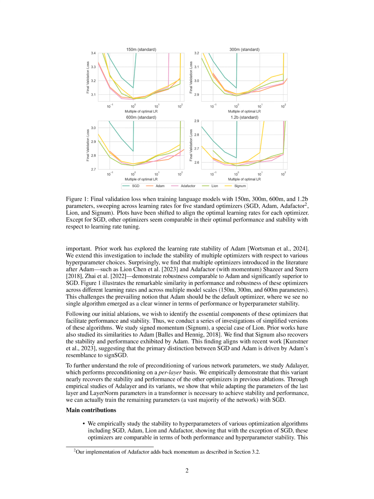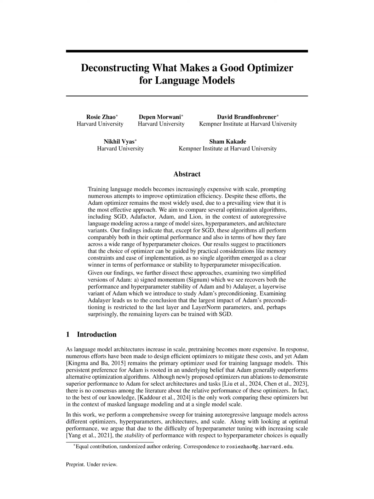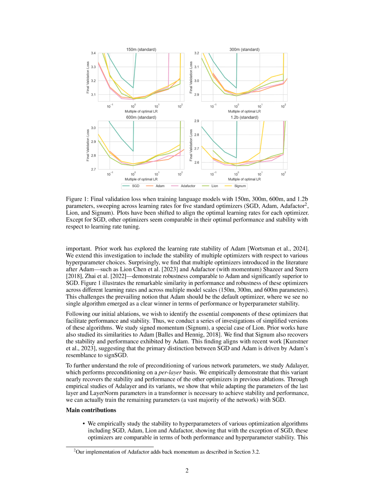Additionally, the research delves into the behavior of Adalayer and its variants, showing that adapting parameters of the last layer and layer norm parameters is essential for stability and performance. The study also explores the possibility of training most language model parameters with SGD, highlighting the importance of adaptivity in achieving optimal performance and stability. Through empirical investigations and ablations, the research provides insights into the key factors influencing optimizer stability and performance, ultimately shedding light on the fundamentals of optimization for language modeling.